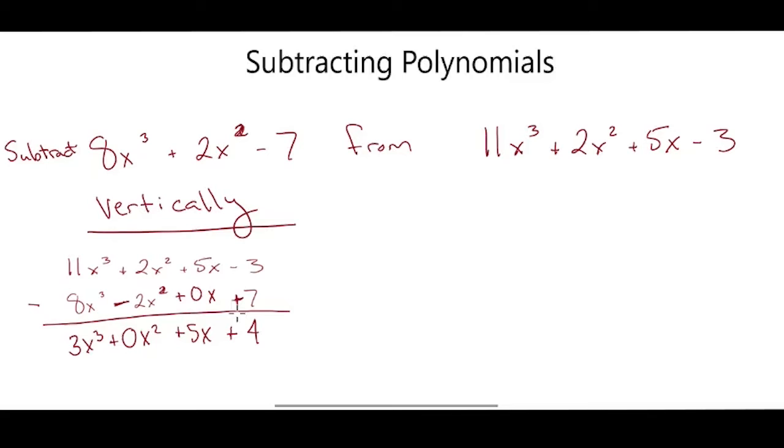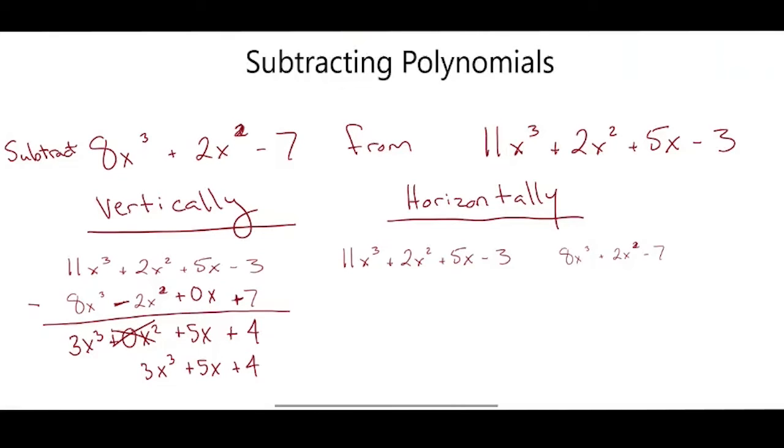So our answer is 3x to the third plus 0x squared plus 5x plus 4. But we don't have to include the 0x squared. So our final answer is 3x to the third plus 5x plus 4. So let's do this same problem, but let's do it horizontally.